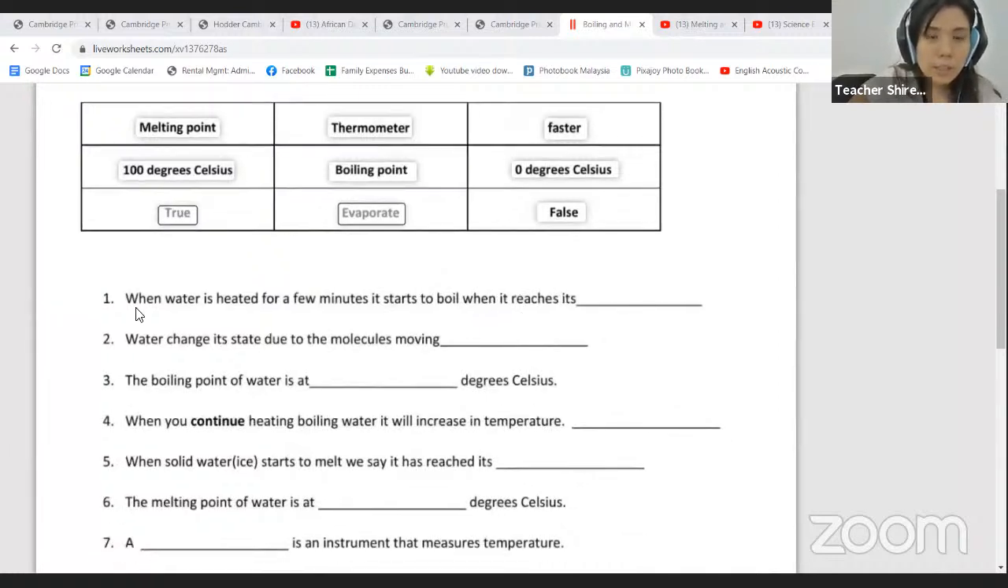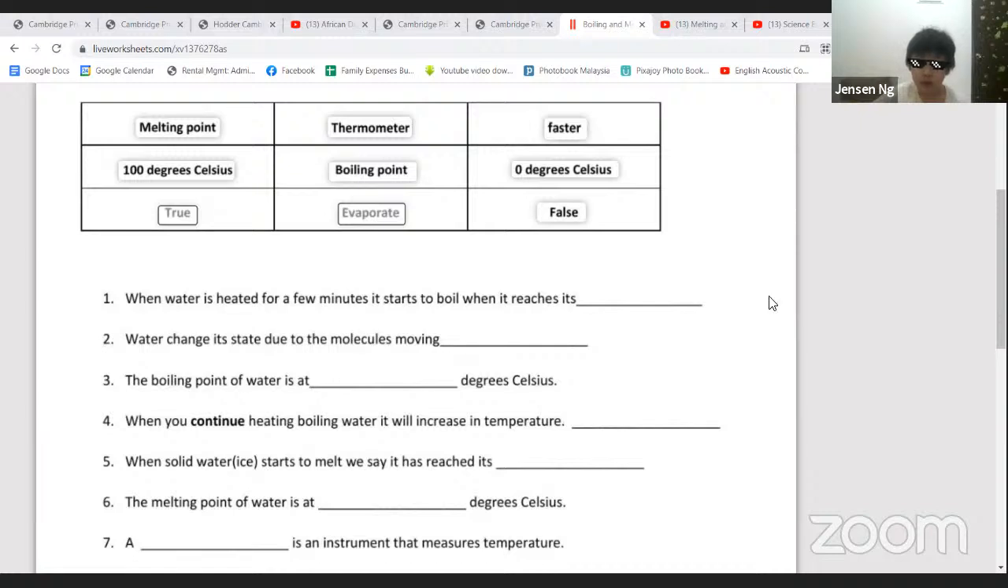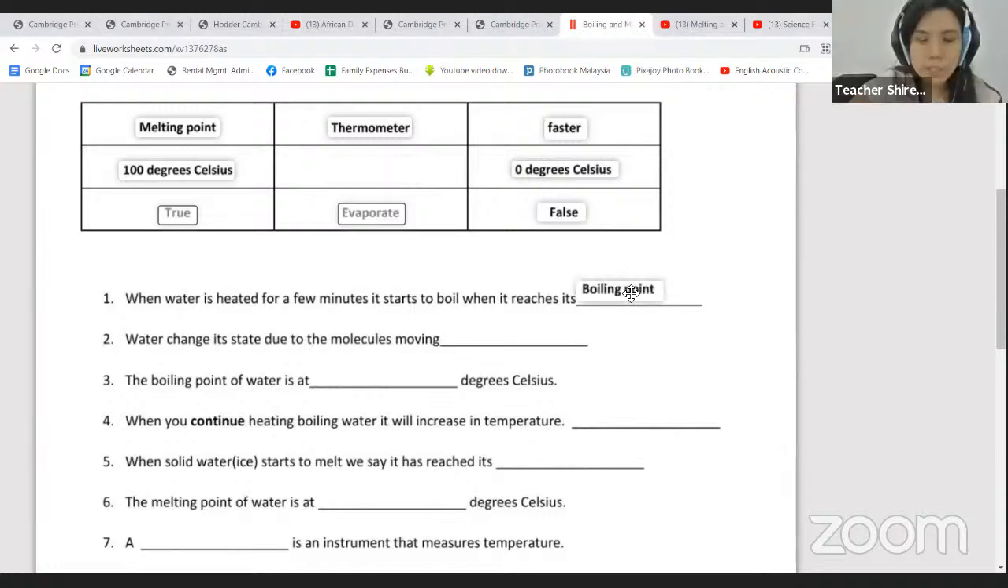Okay, number 1. Can Jensen read question number 1? When water is heated for a few minutes, it starts to boil when it reaches its boiling point. Fantastic. Good. Next, number 2. Nana?